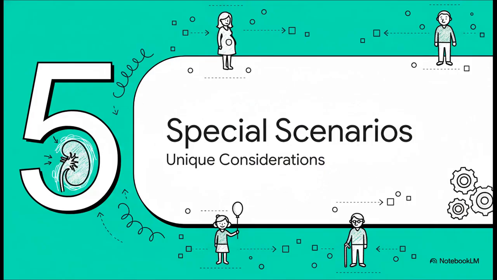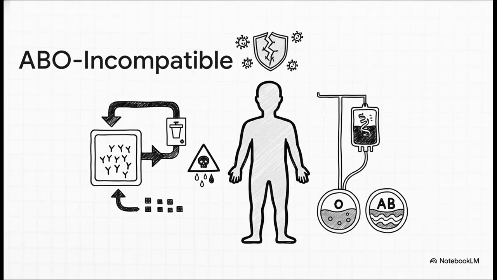Of course, not every transplant is straightforward. Let's quickly touch on a few special populations that throw some interesting curveballs our way and require us to adapt our plan. ABO-incompatible transplants are a fascinating feat of modern medicine, but for us, they present a unique set of challenges. To make the transplant possible, these patients undergo preoperative plasmapheresis to remove the antibodies that would attack the new kidney. But here's the catch.